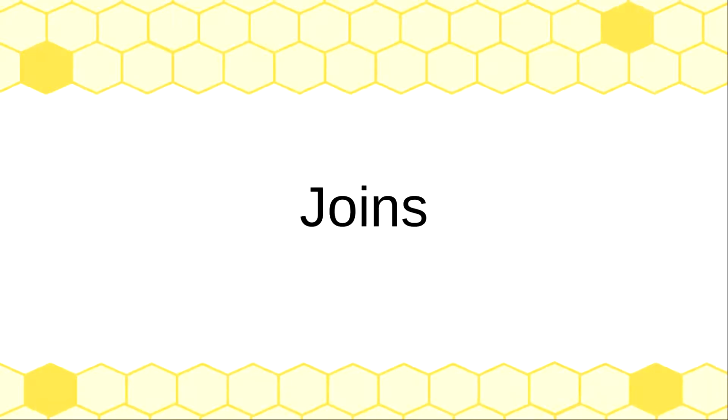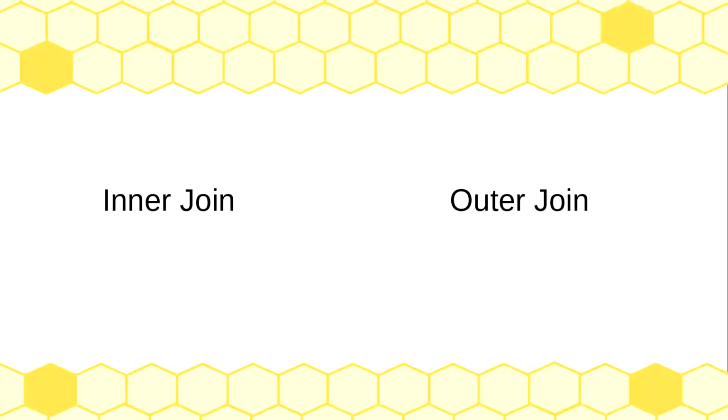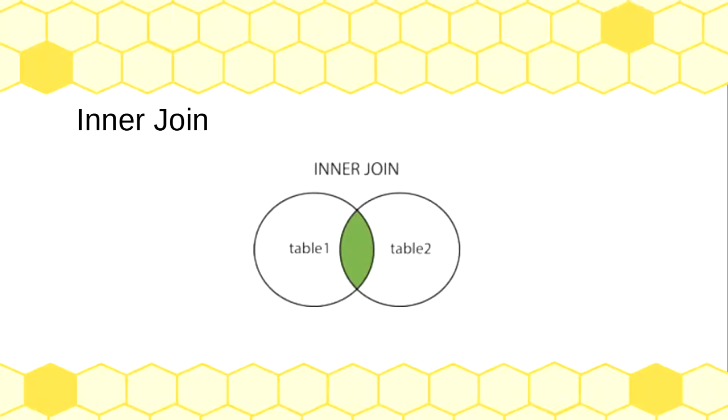Hi, in this video we will take a look at joins in SQL. SQL joins are broadly categorized into two types, inner join and outer join. First, let's understand inner joins. This clause selects all the rows from the two tables only if the columns match. Let's see an example of this.